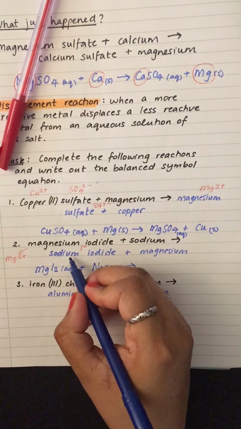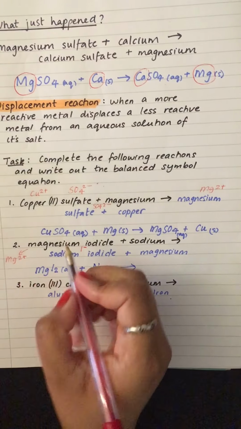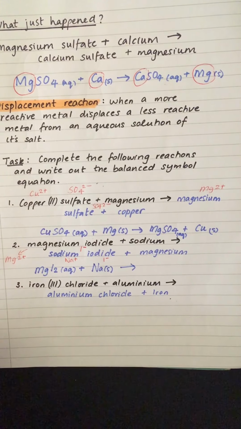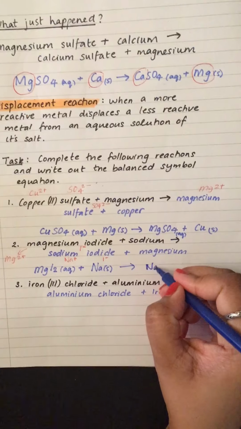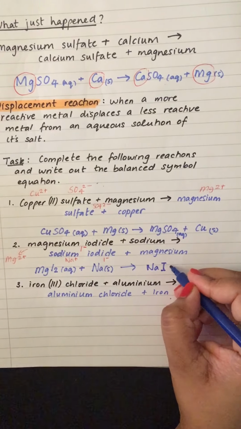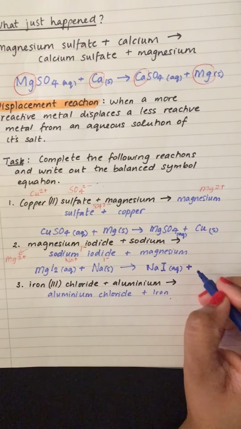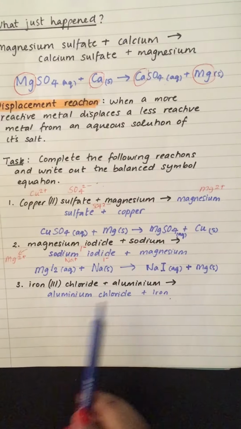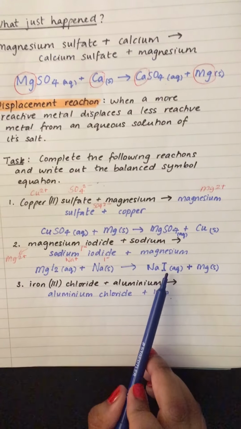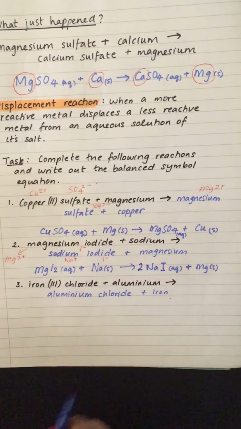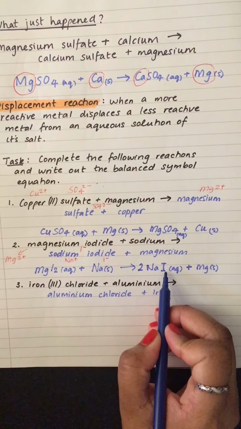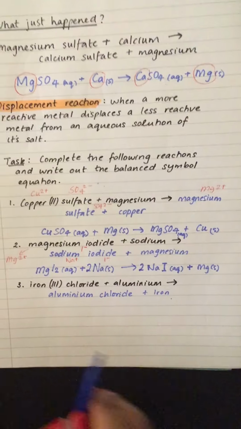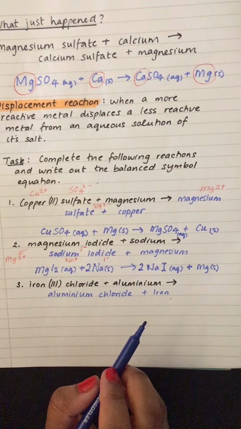So remember, sodium has a charge Na+, this has a -1 charge. Our ratio of ions would be 1 to 1, so it would be NaI, aqueous solution, plus magnesium solid. Let's just quickly check if this is balanced. I've got 2 iodines here and only 1 on this side, so I'm going to put a big 2 in front here, and that then makes me have 2 iodines but also 2 sodiums. So if I put a 2 here, then I've now got a balanced equation. Once again, well done if you got that correct.